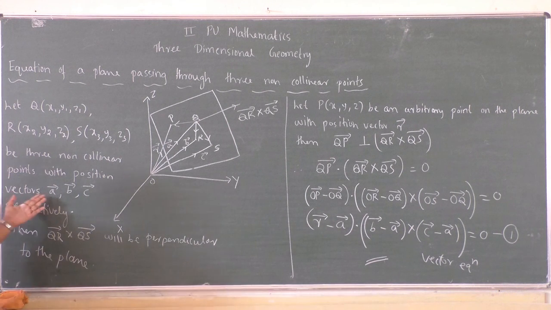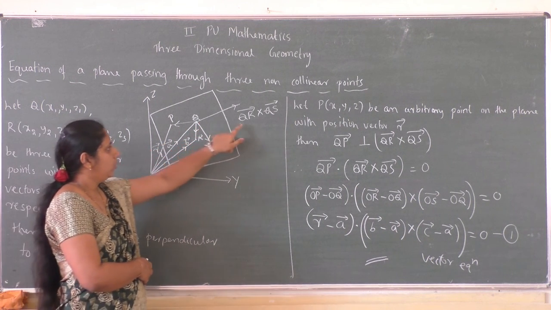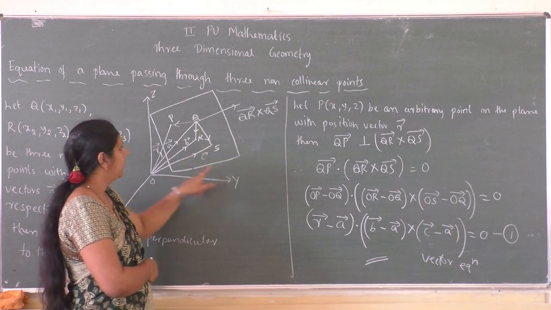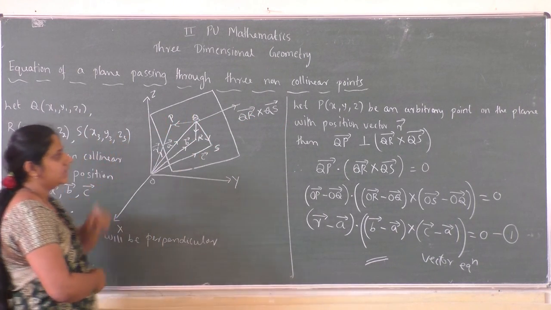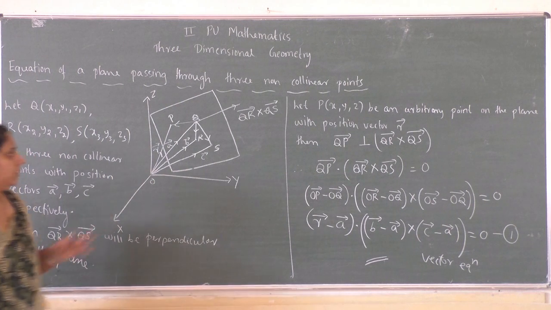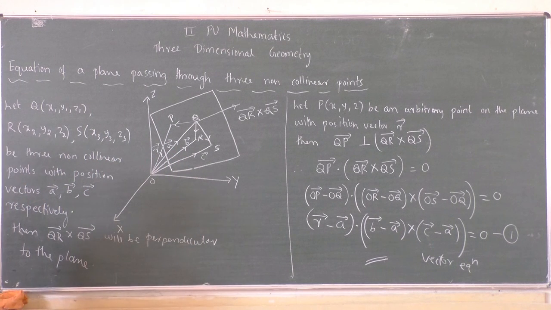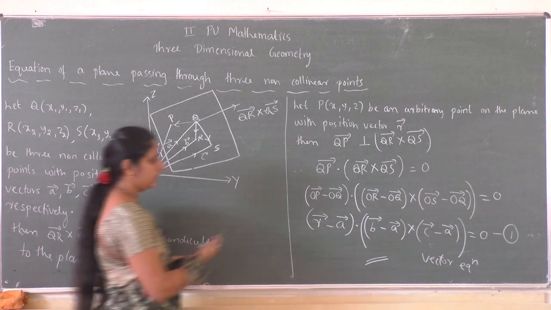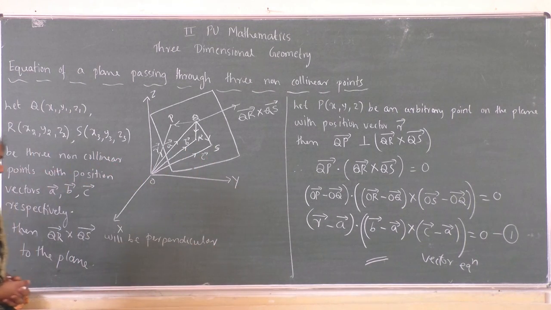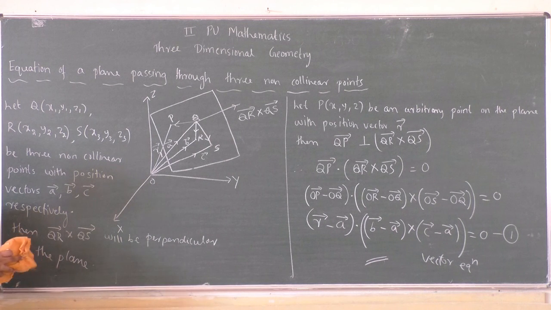With the position vectors A vector, B vector and C vector, since QR vector cross QS vector will be perpendicular to the plane, we consider an arbitrary point on the plane. By the condition, QP vector will be perpendicular to the cross product. If any two vectors are perpendicular, then their dot product is equal to 0. Hence we get the equation R vector minus A vector dot B vector minus A vector cross C vector minus A vector equal to 0. Take this as equation 1, and it is the required vector form.